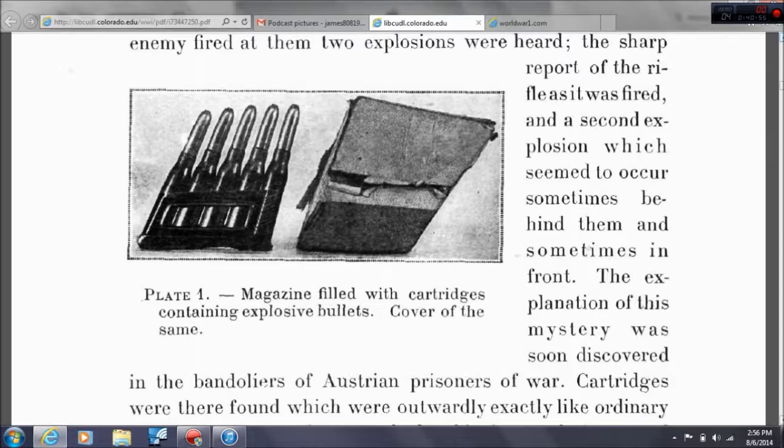Bullets with exploding capabilities, right? So exploding bullets are bullets with explosive capabilities. Serbian soldiers stated that two explosions were heard when the enemy fired their rifles.